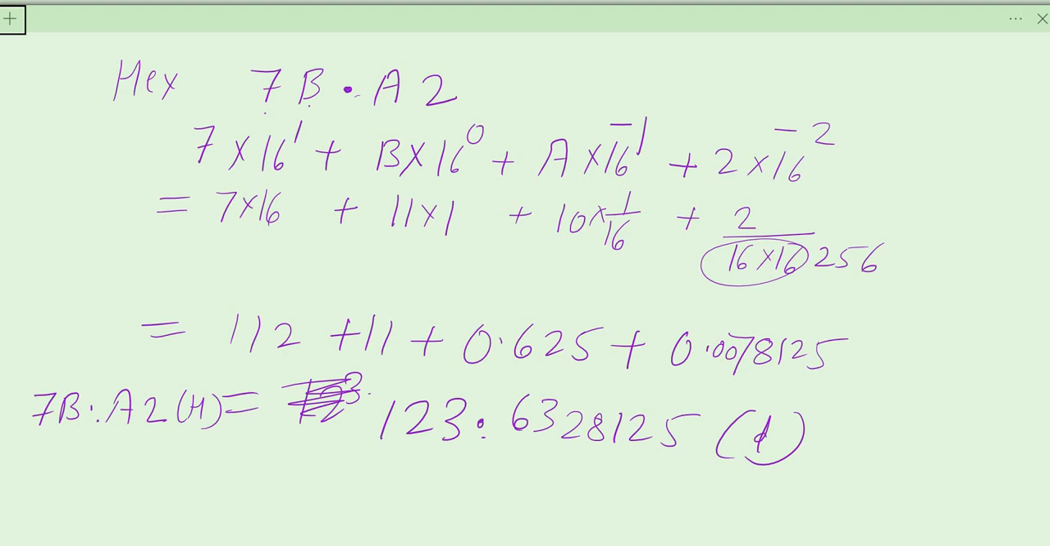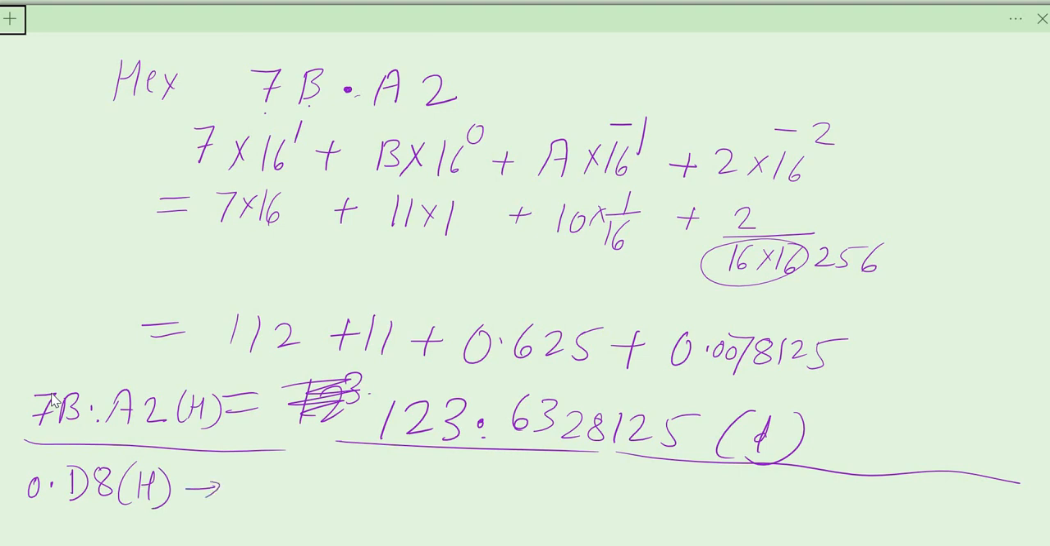Suppose your number is only a fractional number. Let's have one more example here. Let's take the number, say, 0.D8 hex, then convert it. So after the decimal point, D into 16 raised to minus 1 plus 8 into 16 raised to minus 2. Now what is D? D is 13. 13 divided by 16 plus 8 divided by 256, because 16 into 16 is 256.